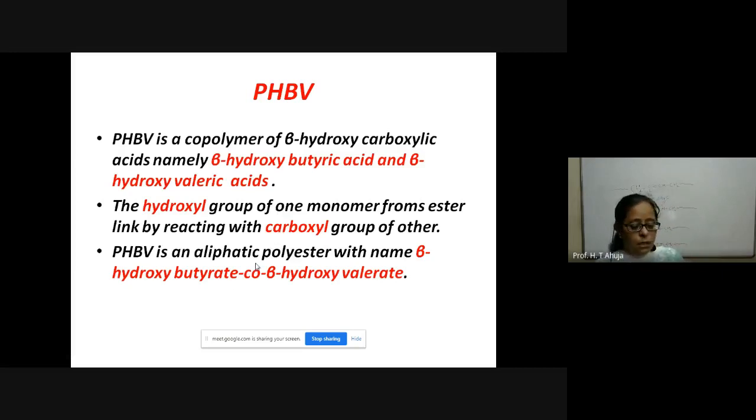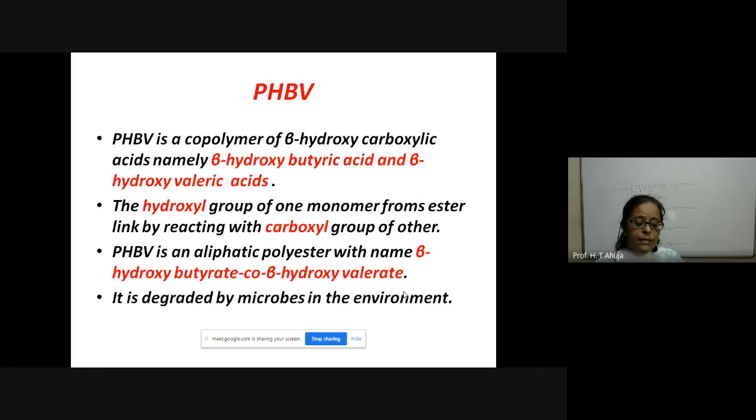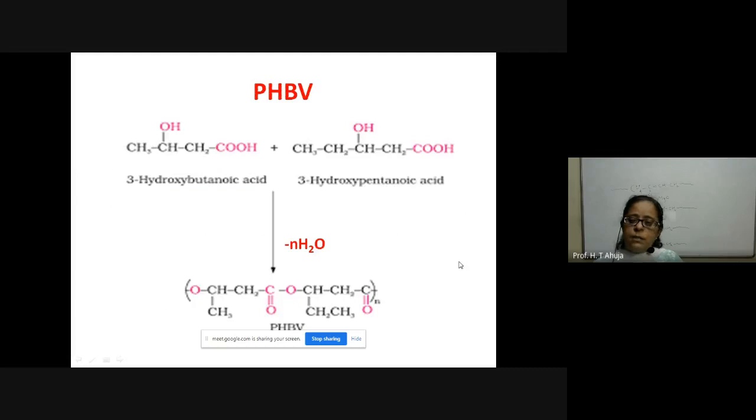PHBV is an aliphatic polyester with the name beta hydroxy butyrate co, meaning copolymer, beta hydroxy valerate. So this is how the PHBV name comes into the picture: beta hydroxy butyrate co beta hydroxy valerate. As we are discussing, these are biodegradable polymers. They are degraded by microbes in the environment.